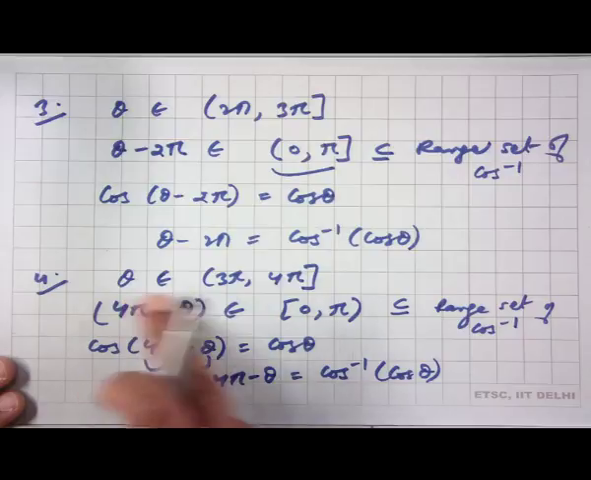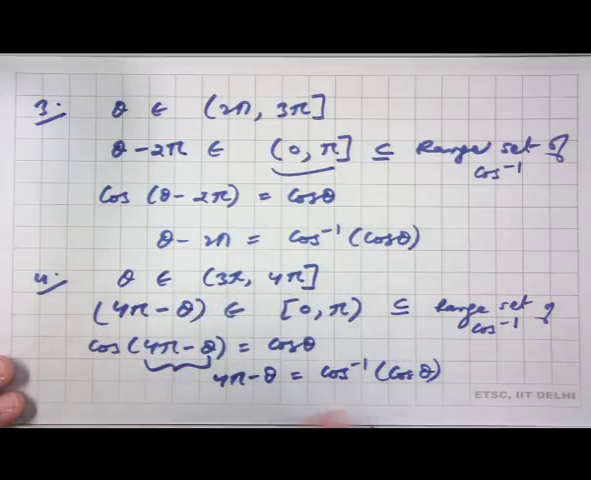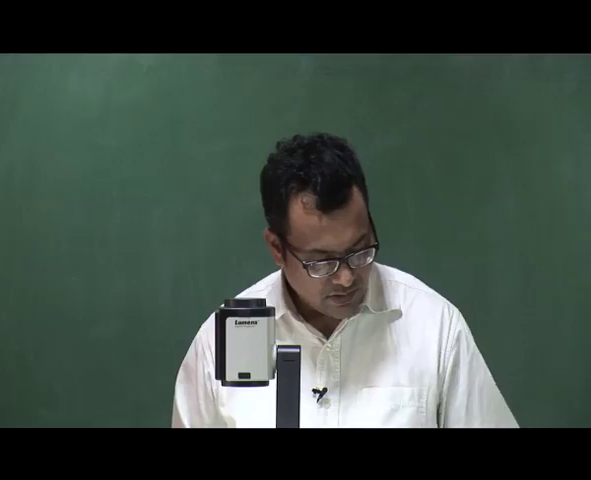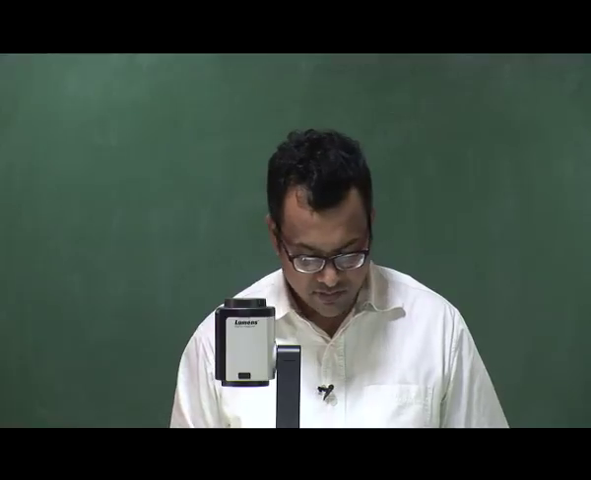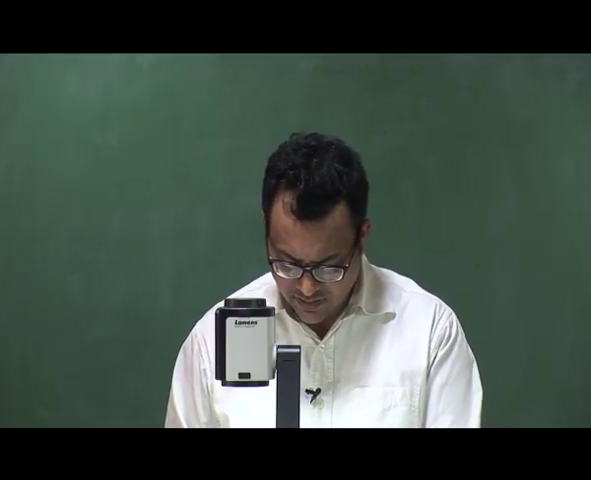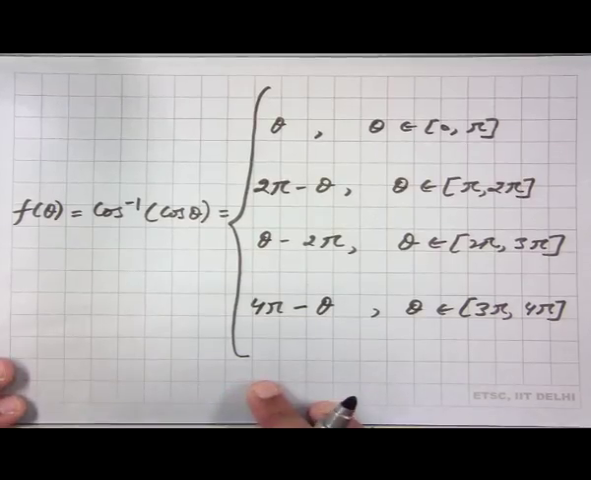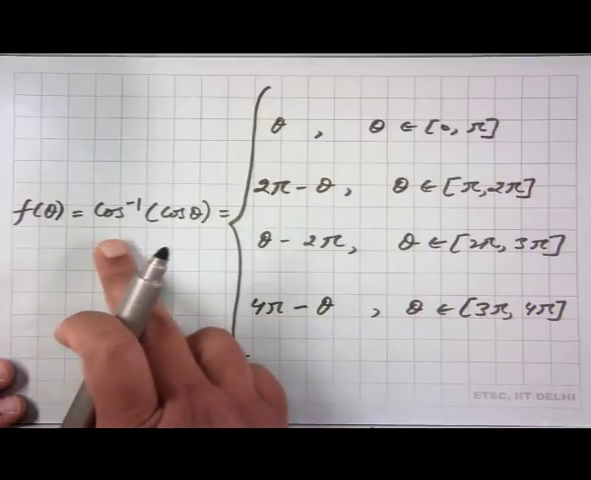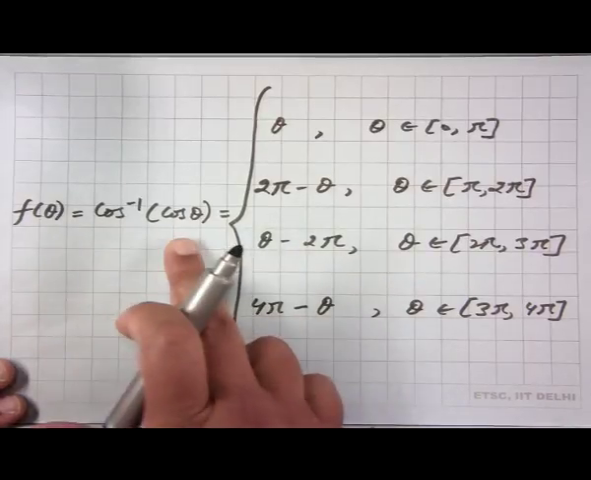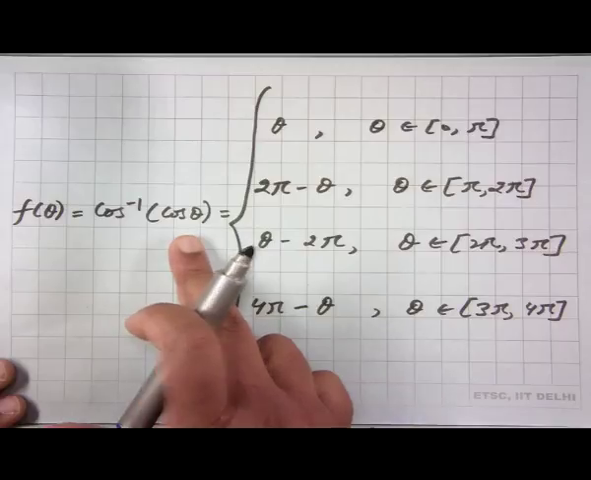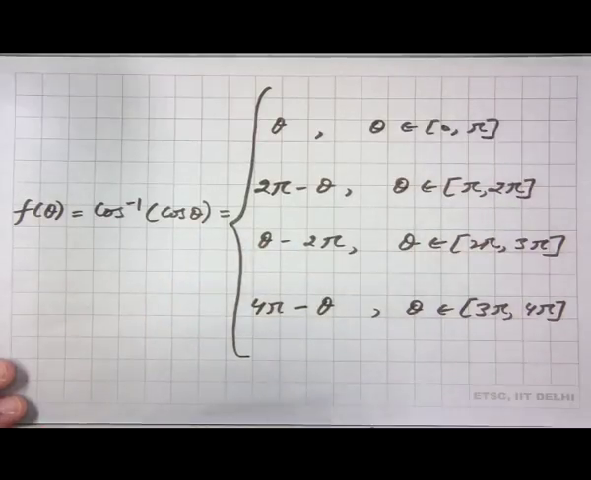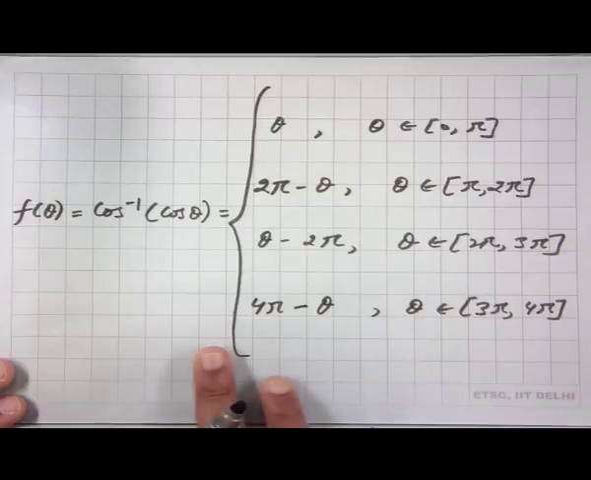Hence, when theta belongs to this fourth interval, cos inverse cos theta is actually equal to 4 pi minus theta. We can now summarize these 4 different cases in this slide. This slide tells us the value taken by the function cos inverse cos theta for all the different ranges of theta. So, this precisely defines the cos inverse cos theta function.